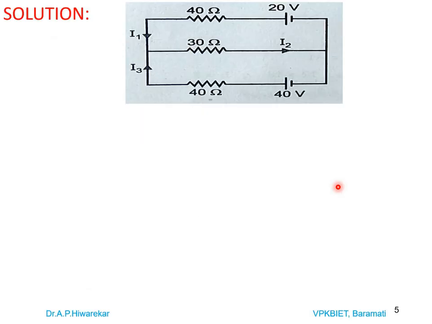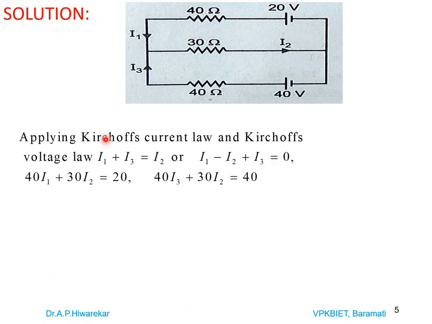To solve this problem, we have to apply Kirchhoff's laws of electrical circuits, applying Kirchhoff's current law as well as Kirchhoff's voltage law. If you apply Kirchhoff's current law, the incoming currents are I1 and I3. So I1 plus I3 is equal to the outgoing current I2. So I1 plus I3 is equal to I2. That means I1 minus I2 plus I3 is 0. So that is equation number 1.